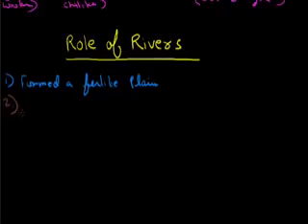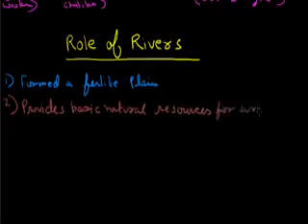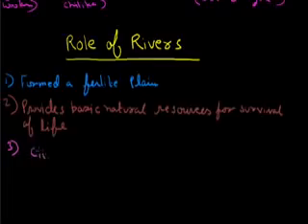The second role of rivers is that they provide basic natural resources for the survival of life. Their banks have been cradles of a lot of civilizations in the world, like the Indus Valley civilization on the bank of the Indus River, Egyptian civilization on the bank of the Nile River, Mesopotamia on the banks of the Tigris and Euphrates Rivers, and Chinese civilization on the bank of the Yellow River.